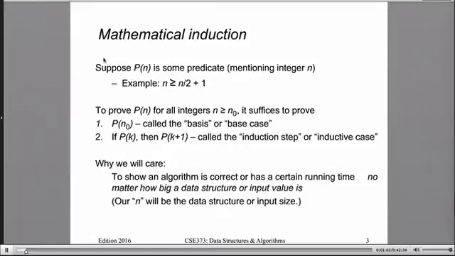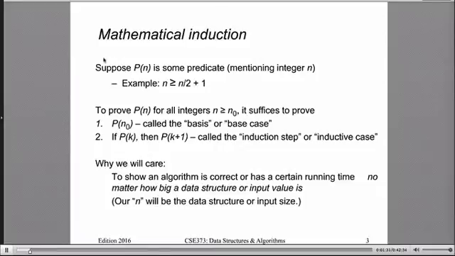The induction is we assume that P of k for some k is true, and then we try to prove that P of k plus 1 is true. So assuming P of k, we try to prove P of k plus 1. This is called the induction step or the inductive case. So this is the global scheme.